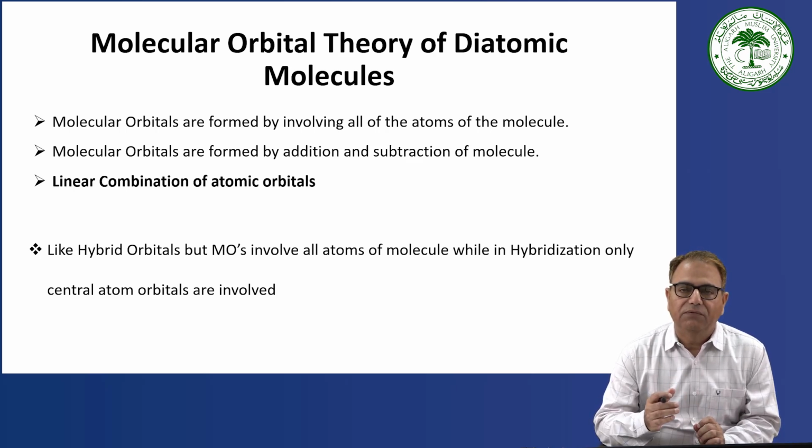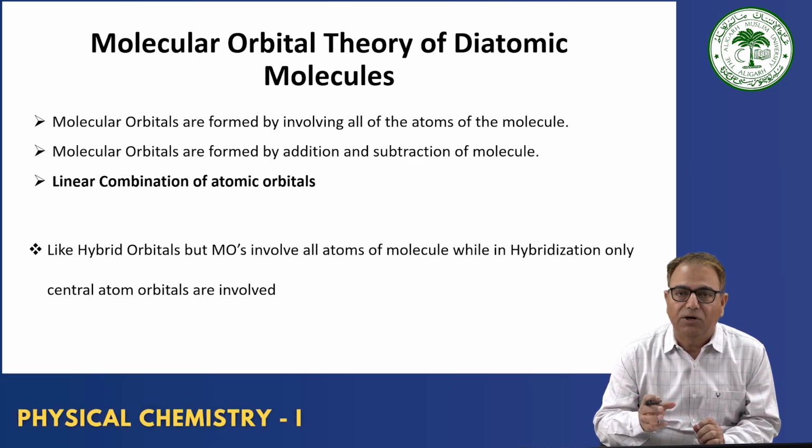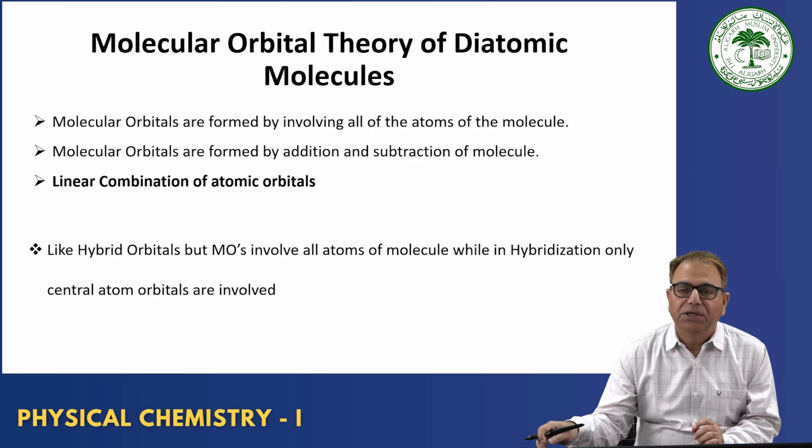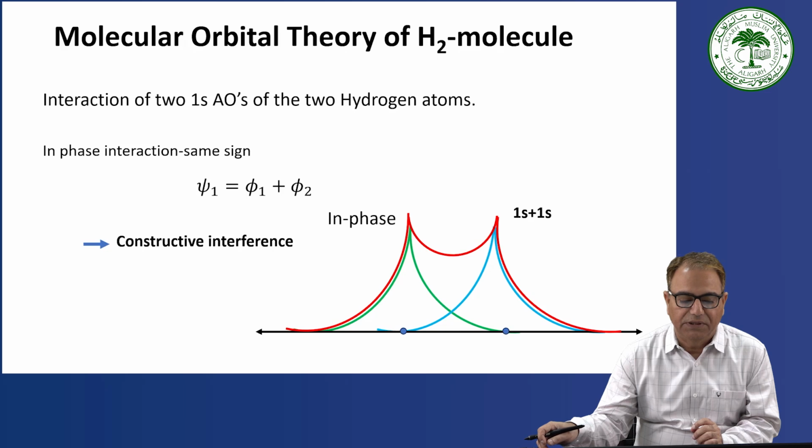So molecular orbitals involve all the atomic orbitals simultaneously, while in hybridization only the central atom orbitals are involved. That differentiation you must make. Molecular orbitals are formed by linear combination of atomic orbitals, which we have done already, and hybridization is the combination of atomic orbitals of the central atom only. That's the fundamental difference between the two.